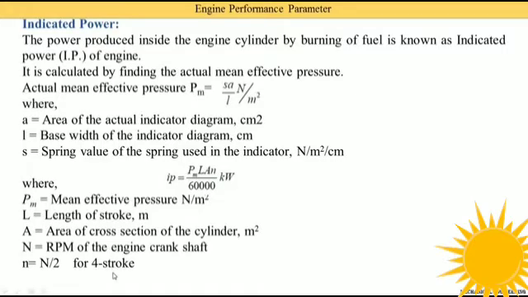And n is equal to N for a 2-stroke engine, as in every cycle there is one power stroke in a 2-stroke engine, and in a 4-stroke engine, for every two revolutions there is one power stroke. Hence here we have made it N by 2, that is, it only considers the power stroke of the engine.